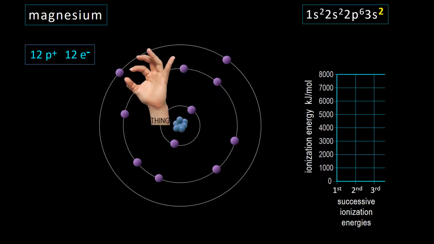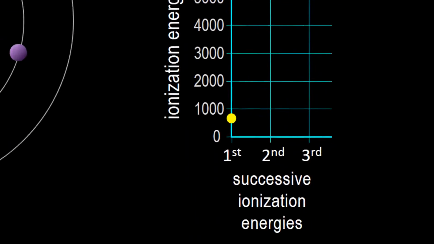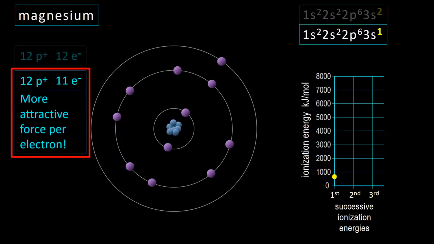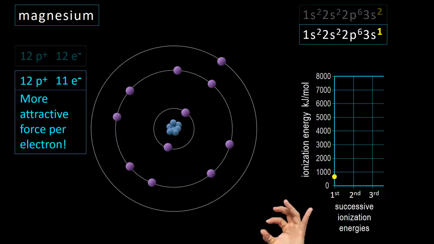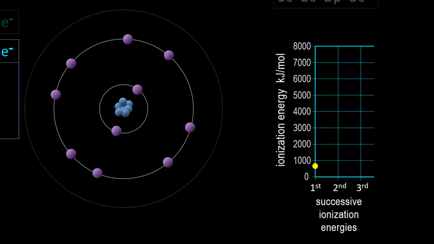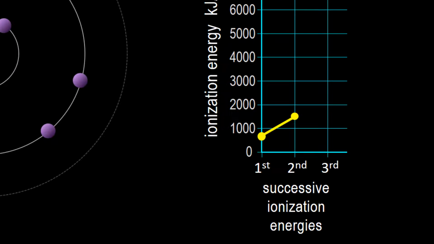The first ionization energy is relatively low, as shown on the graph. Now, however, with 1 less electron, there is more attractive force per electron from the same 12 protons. How will that change the amount of energy needed to remove the second electron? Yes, you're right. It is harder to remove the second electron.